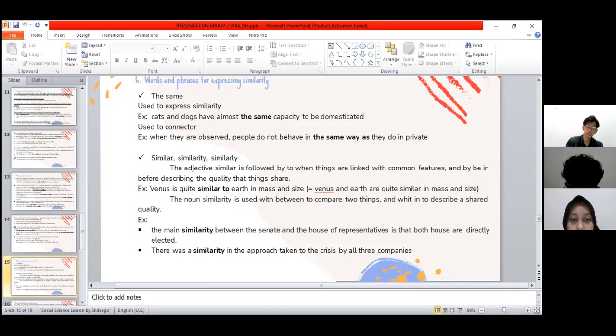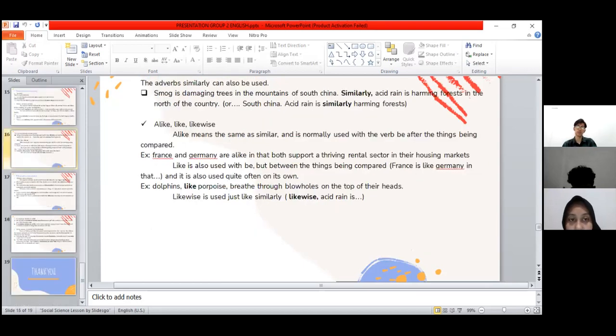The noun similarity is used with between to compare two things and within to describe a shared quality. Example, the main similarity between the Senate and the House of Representatives is that both houses are directly elected. There was a similarity in the approach taken to the crisis by all three companies. The adverb similarly can also be used.